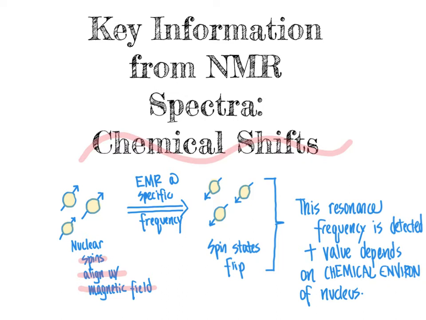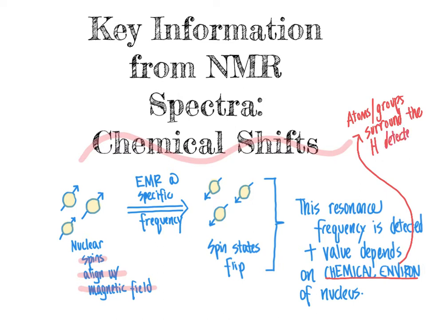The specific value of that resonance frequency is dependent upon what we refer to as the chemical environment of that particular nucleus. And when we say the chemical environment of that particular nucleus, what we are referring to is what atoms or functional groups surround the particular nucleus that we're detecting. And we're going to look at proton NMR as our example here. So we're going to say the atoms or groups surrounding the proton that is being detected. So the exact resonance frequency of a particular proton is dependent upon what functional groups are surrounding it.